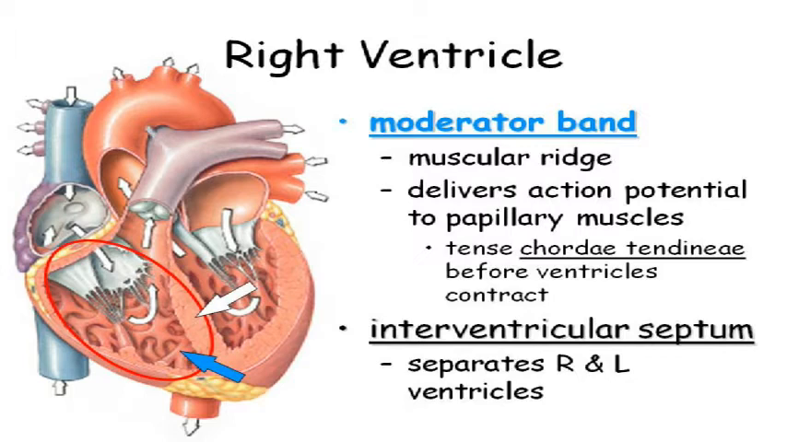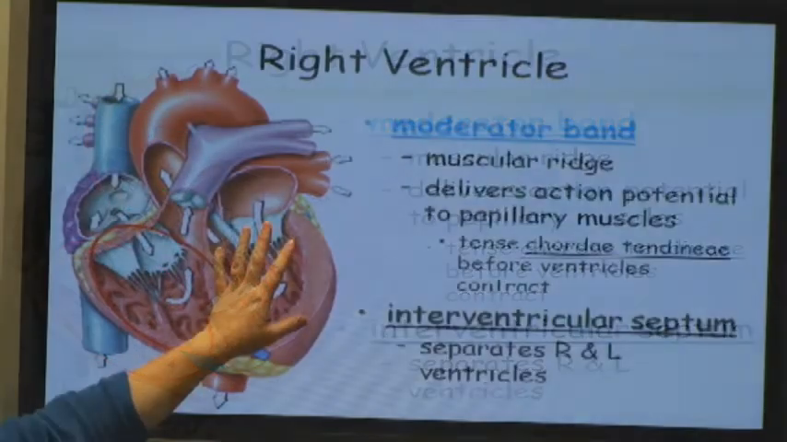Atria just have to get the blood to the ventricles, so they don't have to be that strong. But the right ventricle has got to get blood to the lungs. The left ventricle has got to get blood to the rest of the body, all the way up to the top of your head, to the end of your fingers, and end of your toes, and back.